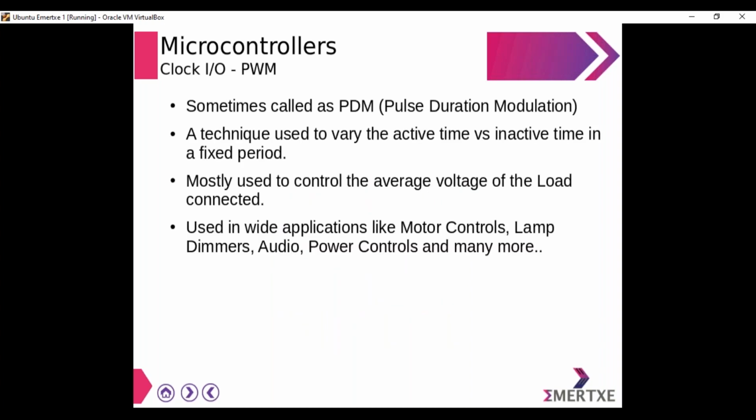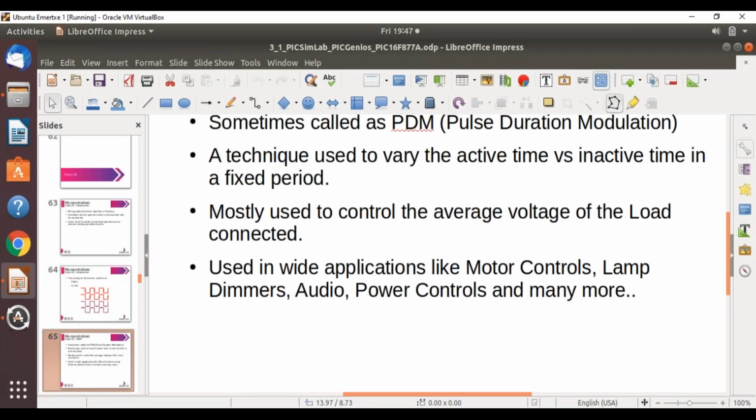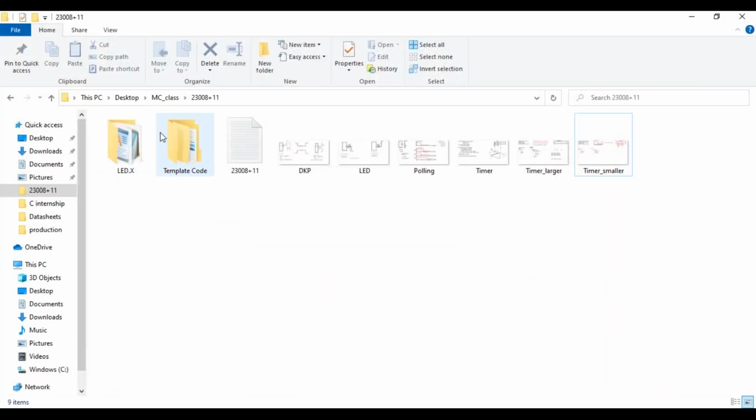So I was talking about PWM, one variant of clock input output, which is abbreviated as pulse width modulation. You can also call it pulse duration modulation. Now let us understand what exactly this pulse width modulation is, and after that we are going to learn how to make use of it, or how to generate a pulse width modulated waveform.